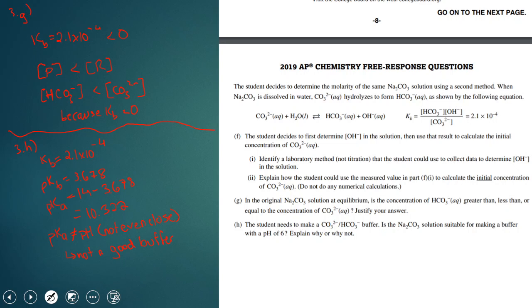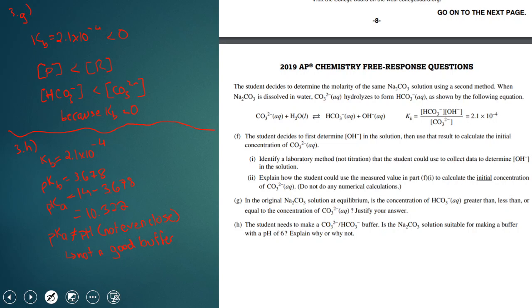And the maximum amount of resistance in the buffer is when the concentrations of the conjugate acid and base are equivalent. So if you think about it, if the concentration of CO3 and the concentration of HCO3 are equivalent, then their ratio is going to be 1. The log of 1 is always going to be 0, and so your pH is going to be equivalent to your pKa.